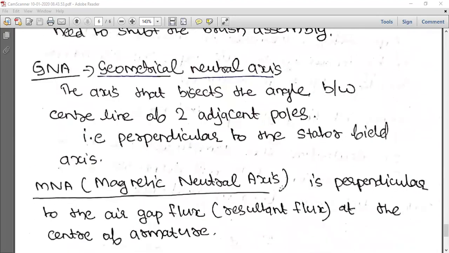Just as I explained, what is the geometric neutral axis and the magnetic neutral axis. The GNA is the axis that bisects the angle between the center lines of two adjacent poles, perpendicular to the stator field axis. That's it. And the MNA is perpendicular to the resultant flux, that is the air gap flux at the center of the armature reaction.